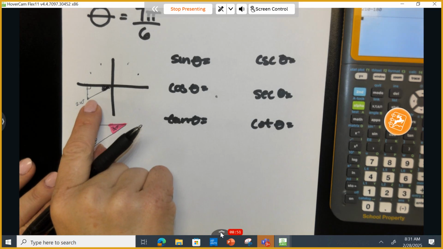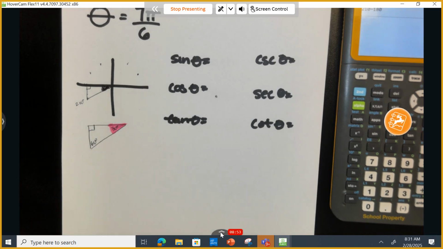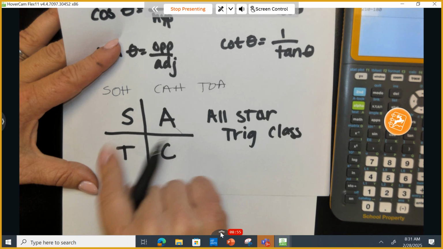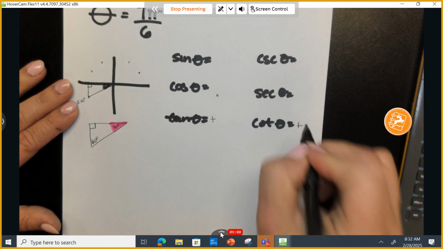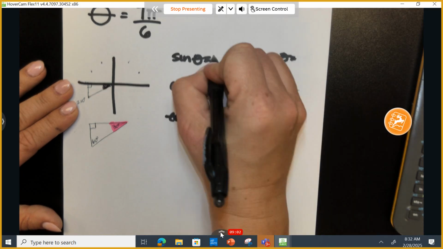We just landed in quadrant number 3. All-Star Trig class, well, quadrant 3 says only the tangent is positive. So tangent and its reciprocal are positive. Everything else receives a negative.